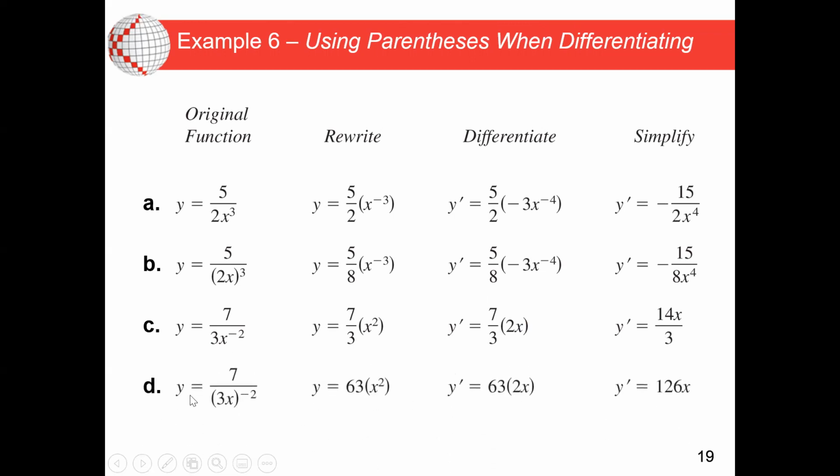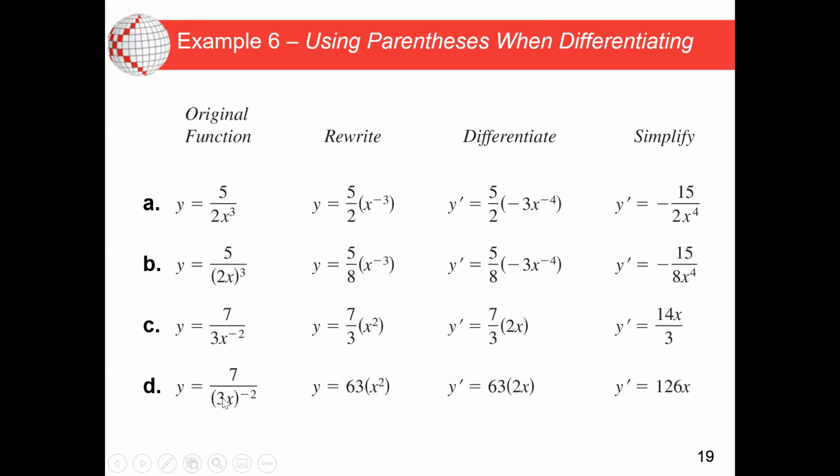Our last example, y equal to 7 divided by 3x to the power negative 2. Remember, we discussed this earlier. So again, here we have negative 2. So what we do, we change it to positive. Changing the negative sign to positive means we bring the x up. So we get 3x to the power 2.